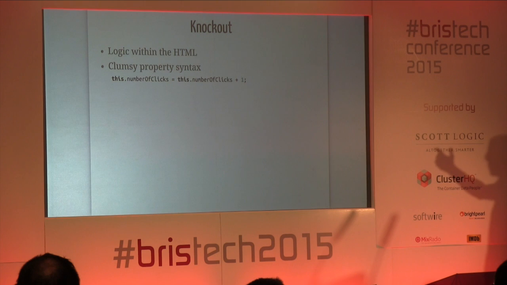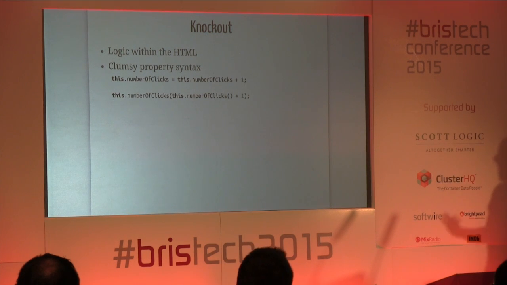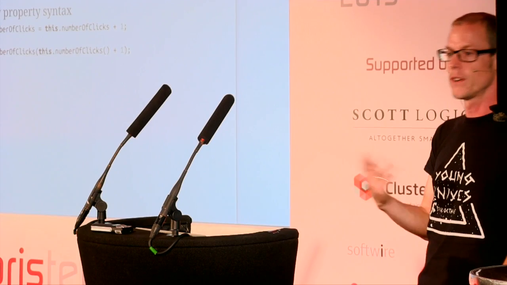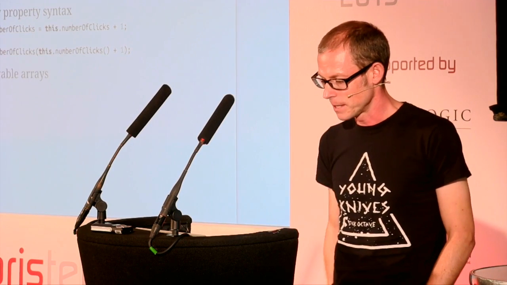These are sort of general observations. But one of them is that we've got a clumsy property syntax. What I really want to say is this: within my model, I want to just increment the number of clicks. Whereas what I have to say is this. Because JavaScript doesn't have a built-in concept of observable properties, Knockout has its own implementation, so rather than having variables, they become functions which emit to their subscribers. So that's a bit clumsy.